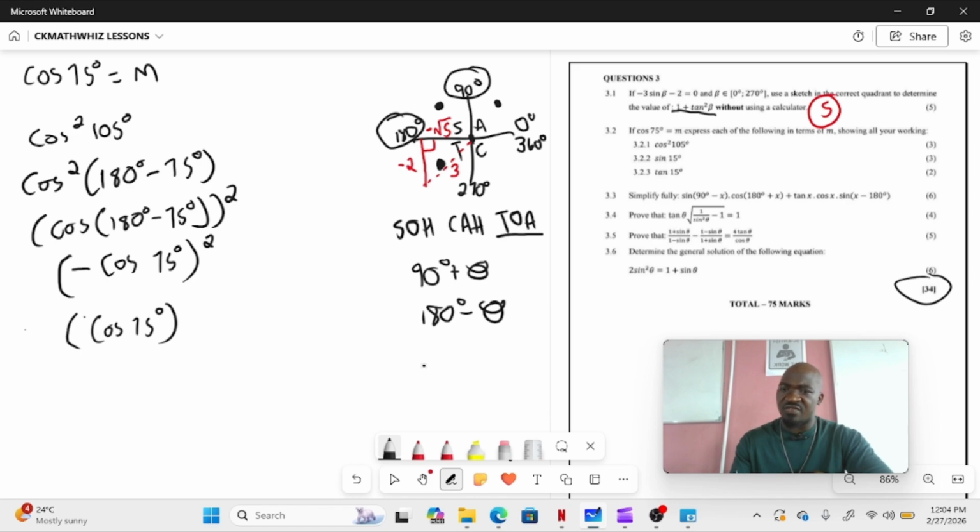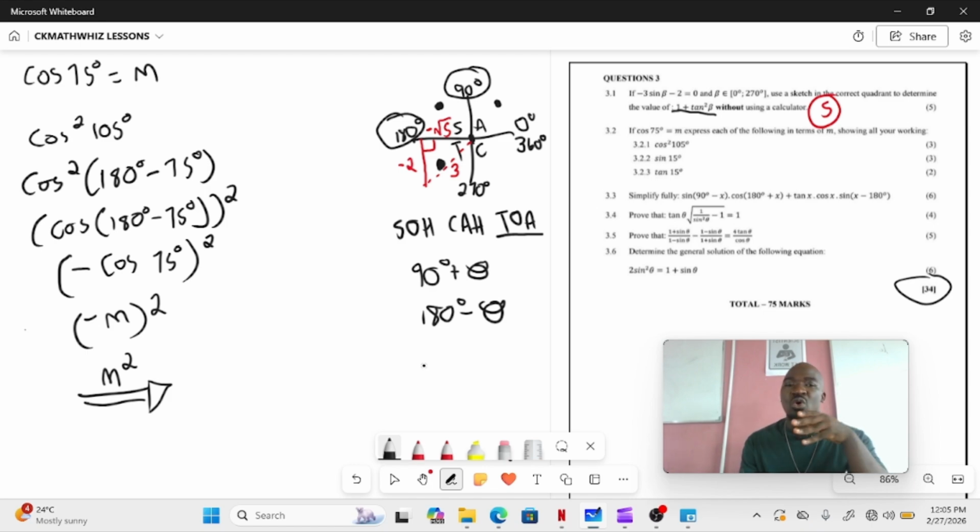Cos squared 75, let me write it in terms of m. Remember, we know that cos 75 is m, right? So let's just write it like this. Then we know for a fact that we're going to get a square here. And if this is a square, then we get m squared as our final answer. Then we are done from there.